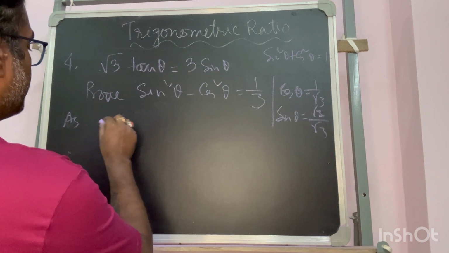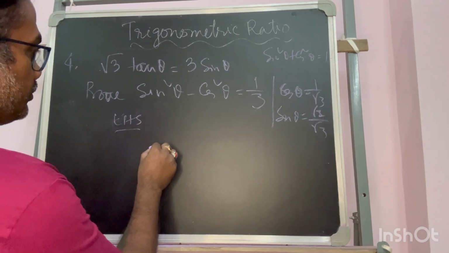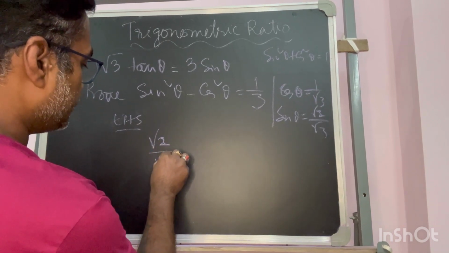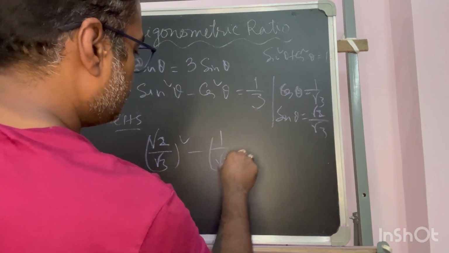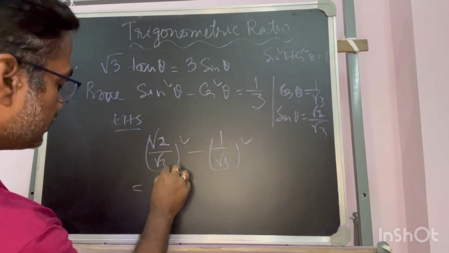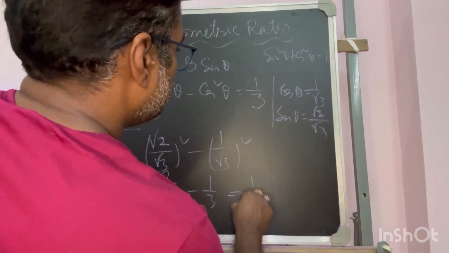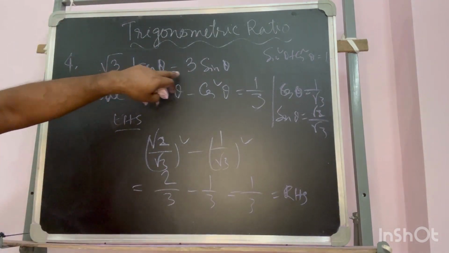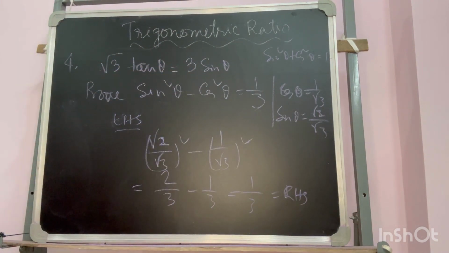If I put it in the left hand side of the equation, it will become root 2 by root 3 whole square minus 1 by root 3 whole square. So this will give you 2 by 3 minus 1 by 3, that is equal to 1 by 3. So hence the right hand side is proved. You can say if this is true, then this is also true.